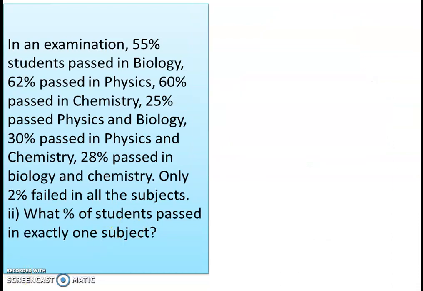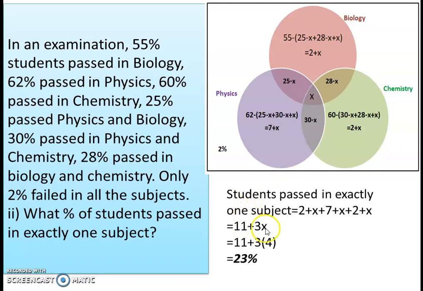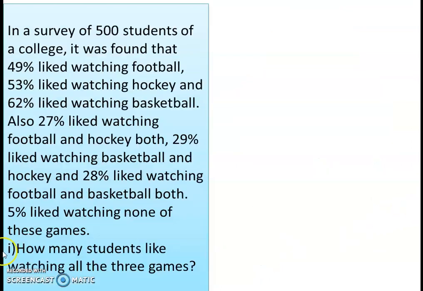So in the same question, we need to calculate the percentage of students who passed in exactly one subject. So from the Venn diagram, it is clear that 2 plus X, 7 plus X and 2 plus X percentage of students passed in exactly one subject. So when we add these parts, it is 11 plus 3X and the value of X is 4. So when we calculate this, it is 23. So that means 23% of students passed in exactly one subject, right? Now let's solve this problem.